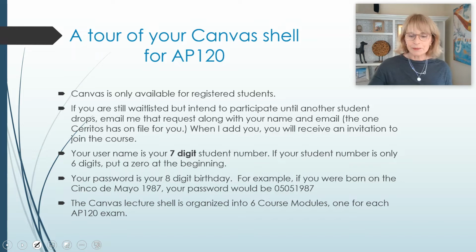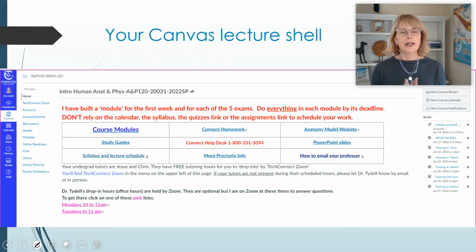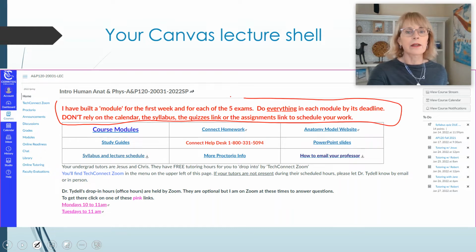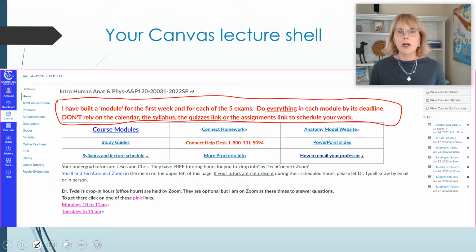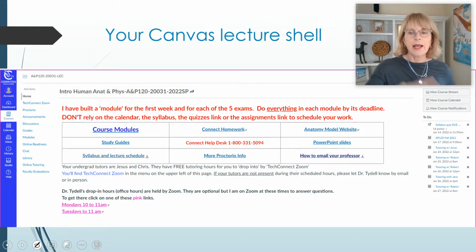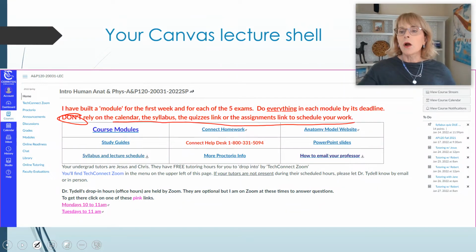Now, once you're in, you'll see this. This is your Canvas lecture shell for AP120 for spring 2022. The first thing I want to point out to you is this thing that I've got in bold red. Bold red, okay? I built a module for the first week and for each of your 5 exams. You should do everything in each module by its deadline. Right? Specifically, I do not want you to rely on the calendar or anything else.